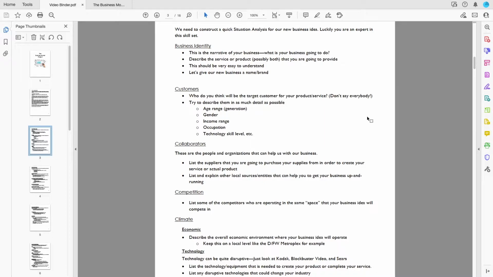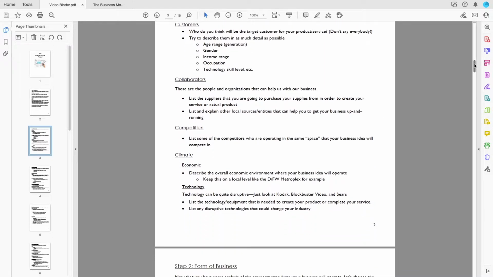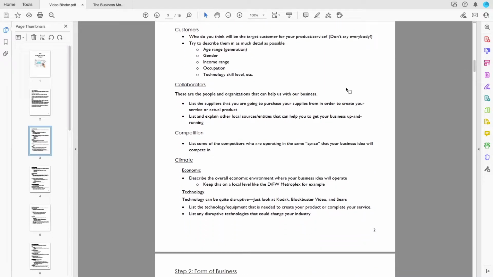And then you're going to look at your collaborators. Again, we've gone over this in class, and I actually have videos from the first unit lesson if you need to go back there. Actually, these are from the very first lesson in this unit, entrepreneurship. Collaborators are people who can help us. List your suppliers, all right? They help create your product or service. And again, list other local sources or entities that can help get your business up and running. Don't forget chambers of commerce. Don't forget cities and economic development directors that can help you. They can be a great asset for you.